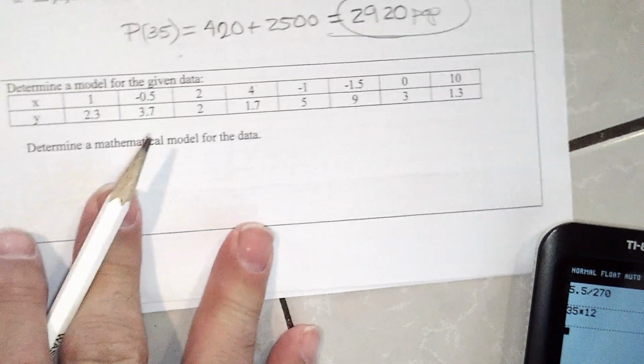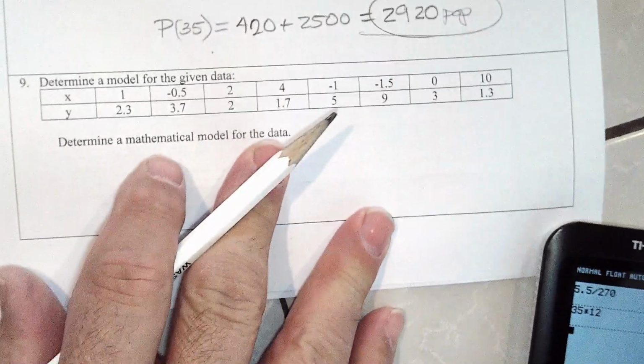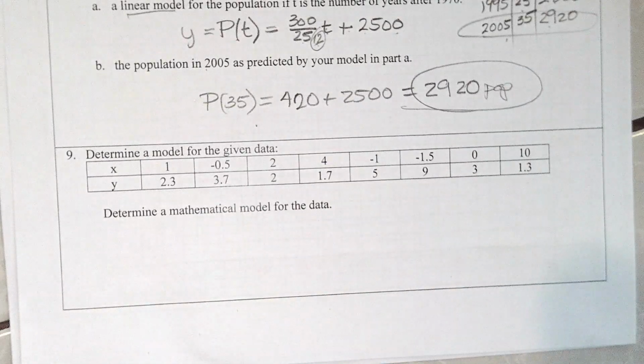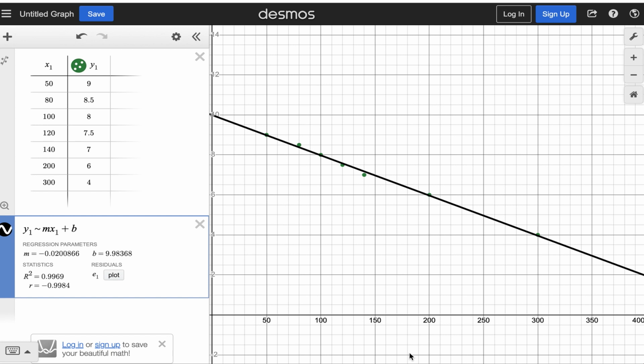Okay, now I'm going to go back to Desmos to do the last one. So model the data given. Didn't give you any kind of scenario for it, so it's just a bunch of data. So I can get rid of this stuff.